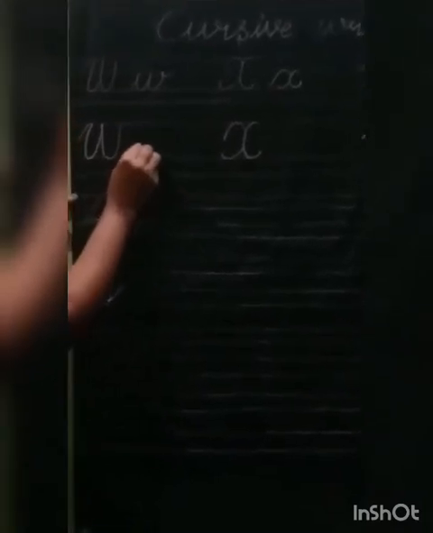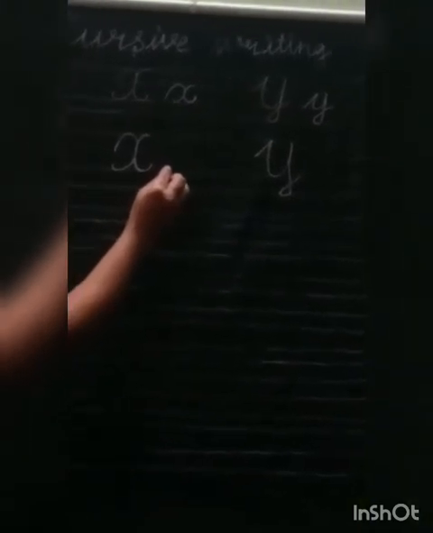Children, now let us learn small letters w, x, y, z in cursive form. First one slanting line from the third line to the second line and make an upward curve and another upward curve. In this way we get the letter w. Then we see small letter x. Slanting line from the third line to the second line and make a reverse half circle curve and another half circle curve. We get the letter x.